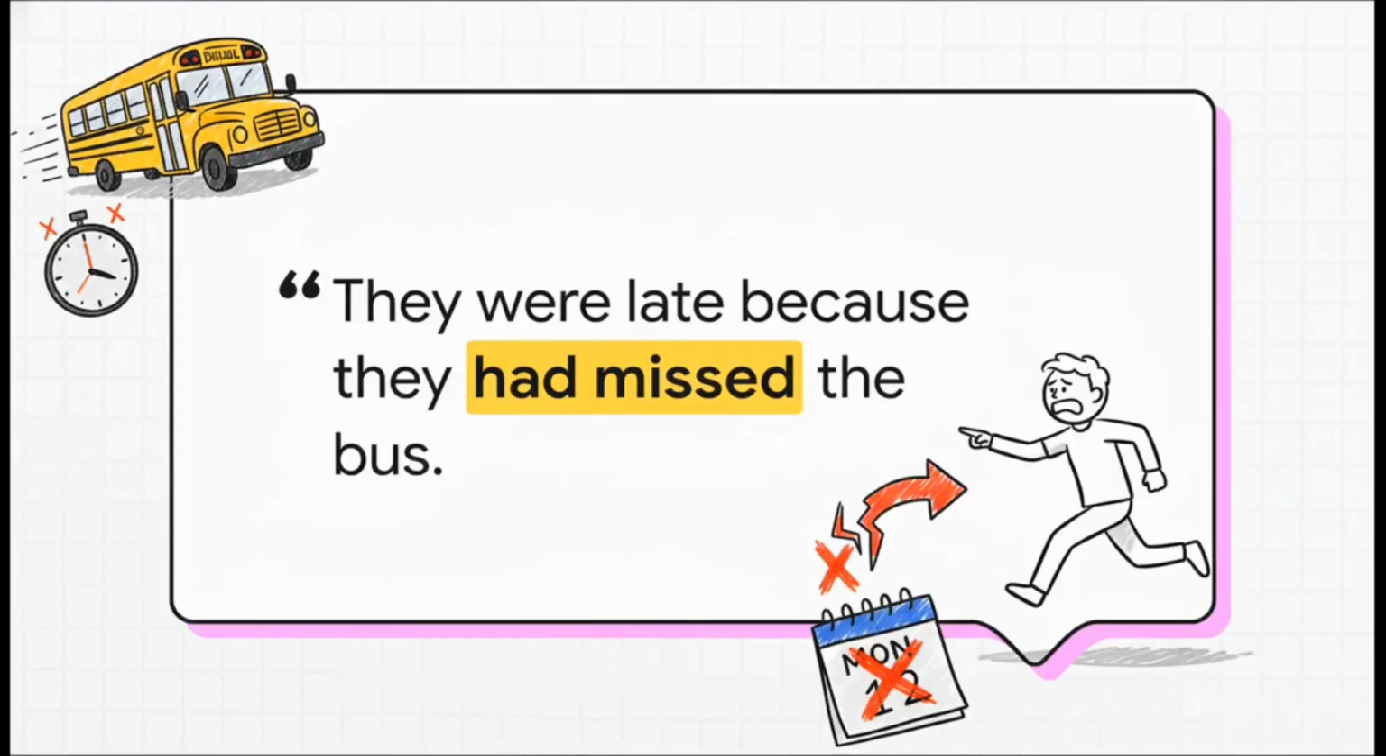And this example? It's perfect for that second point. They were late because they had missed the bus. So why were they late? Well, the sentence tells us the reason, the thing that happened first. They had missed the bus. That's what caused them to be late. See how the past perfect just makes that cause and effect relationship totally clear?